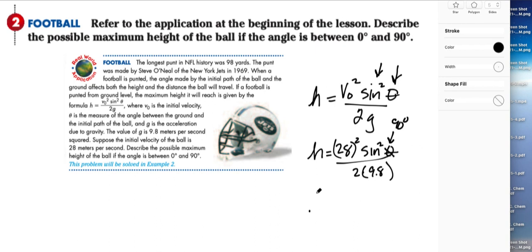And when we use our calculator and do the calculations, we get that the highest height that we can go is 40 meters. And so I guess it would be clear to say that we can go anywhere from 0 to 40 meters for the height.